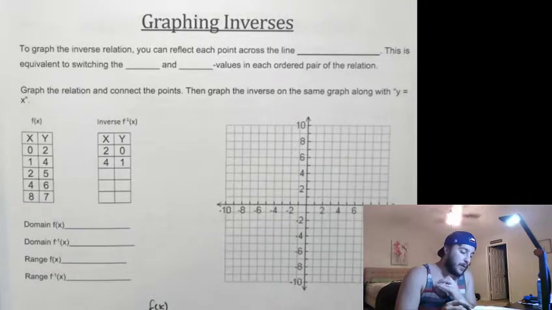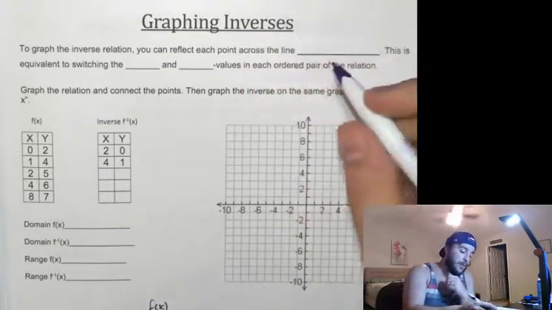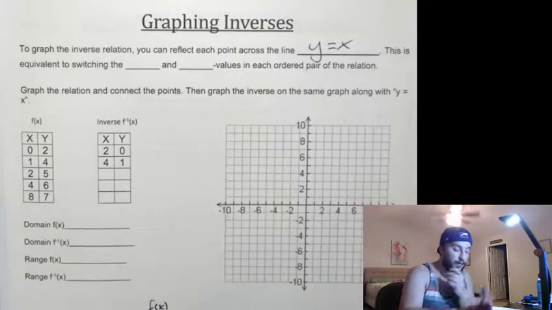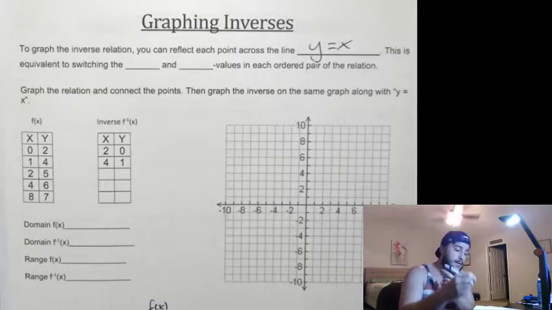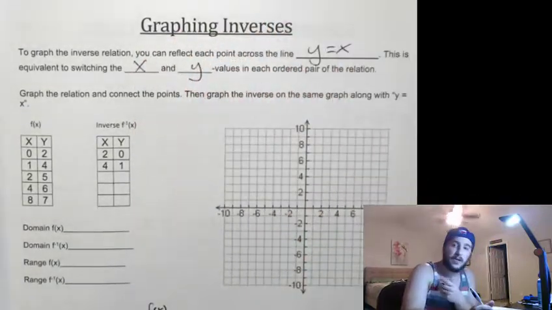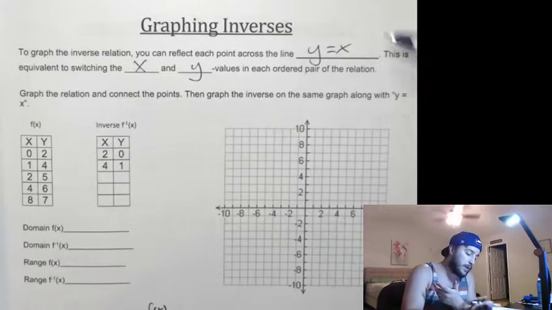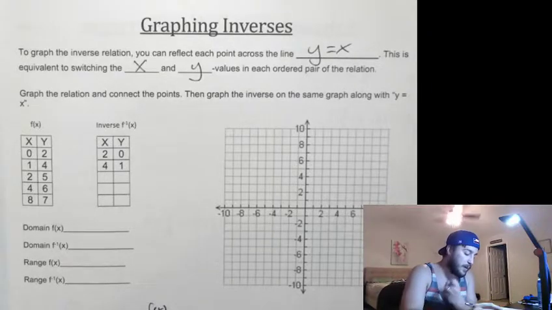When we're graphing an inverse relation, we went over this on Thursday in class. You can reflect each point across the line y equals x. That's a key line there, that linear parent function. That's where we're reflecting everything over to get to an inverse. This is equivalent to switching the x's and the y's. You're literally just switching around your x values and your y values, exactly what we were doing on Thursday in class.